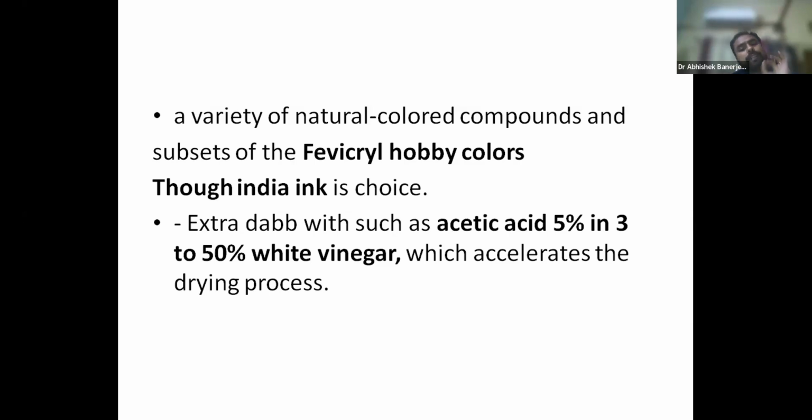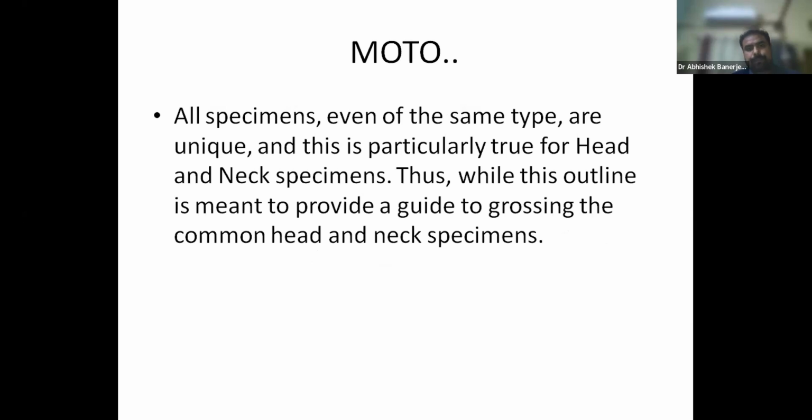Extra, dab with something such as 5% acetic acid or 3 to 4.5% white vinegar, which accelerates the drying process. Once you put the color, you can take a very thin tissue paper, or a cloth, or a small flat vessel, put this solution on it, and slightly press over there so that it dries very fast and doesn't smudge everywhere.